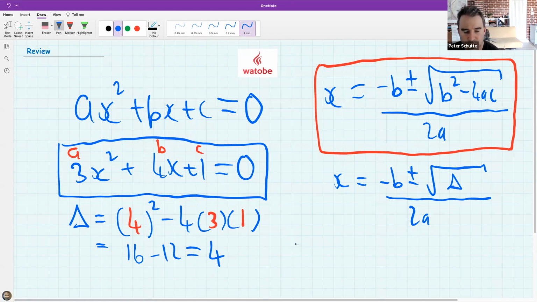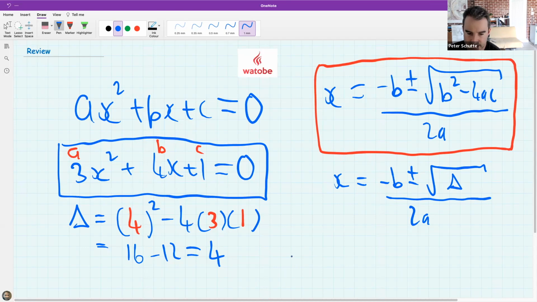Okay, so we haven't got the answers to this quadratic equation yet, but what we do have is the value of delta. And so using delta, we can now find two answers to this quadratic equation. If delta was a negative number, there would have been no solution. But because delta is a positive number, or if it had been zero, it would have also worked, we can now go and find the solutions.